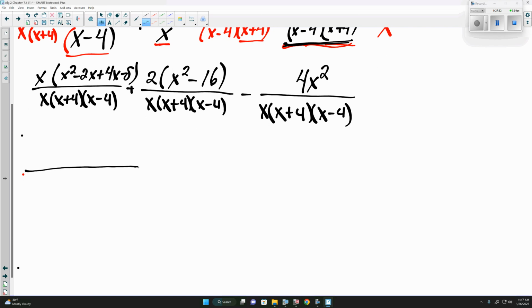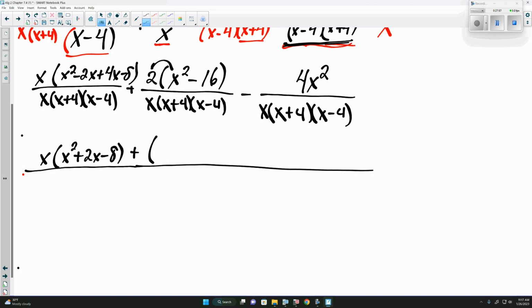We'll go on and do kind of two steps in one so we can start condensing this down. Because what we could do is rewrite, combine like terms, then we're going to need to multiply x. So here we can say x times, this is going to be x squared plus 2x minus 8, plus, we can go on and distribute the 2. 2 times x squared is 2x squared. 2 times negative 16 is going to be negative 32, minus 4x squared.